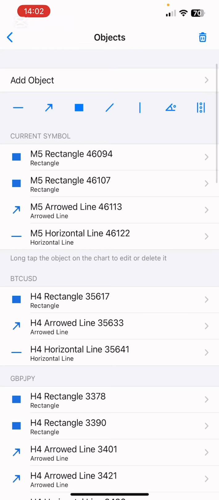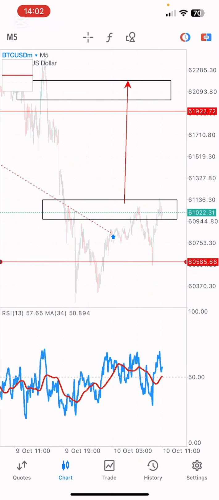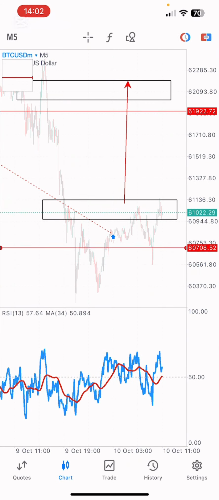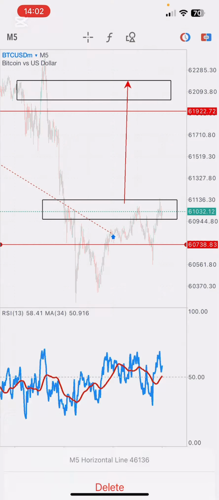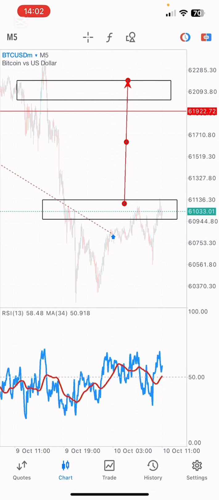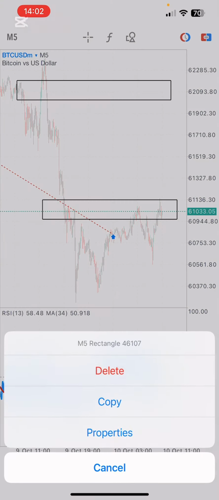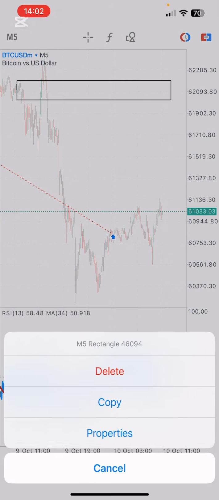And your stop loss, I basically don't use a stop loss. Your stop loss can just be below this. You go for a risk to reward of at least 1:2. You are risking $10 to make $20, or 1:3 and above, or the minimum is 1:2. All right, so guys, this is the first strategy.